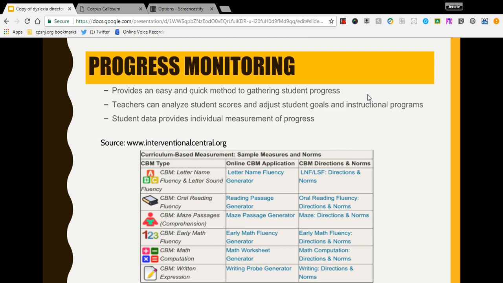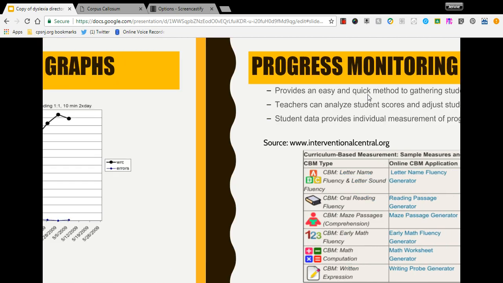The teachers can analyze the student scores and adjust student goals and instructional programs, and the data provides individual measures of progress. So this covers everything from reading to math, writing, spelling. I'm just sharing this resource because it is free and it's a very reliable norm reference resource. So it's a good area to pull from if you need some additional resources.